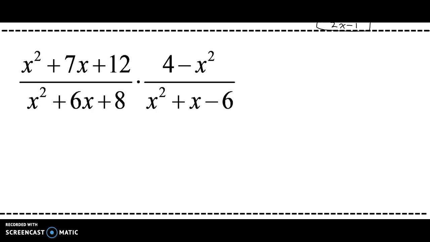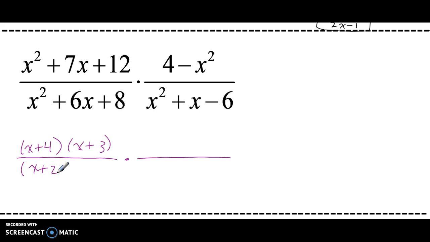Alright, so when you're factoring the numerators and denominators of these polynomial fractions, this first one factors into x plus 4 times x plus 3. The second one factors into x plus 2 times x plus 4. This one up here is a difference of squares. It's probably the easiest one we've got, so that's 2 minus x and 2 plus x. And then this last one down here factors x plus 3, x minus 2.